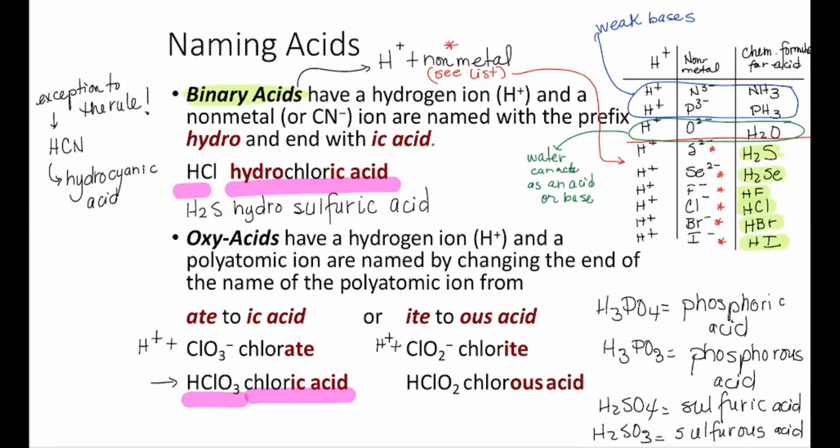Because the rule really doesn't follow through. Like if you think, oh, sulfate, I remove the ATE and I put ic acid. It's not sulfic acid, it's actually sulfuric. That's because the stem for phosphorus and sulfur is different from the other nonmetals. It's just one of those things that comes with practice and getting familiarized. Any other questions with nomenclature of acids and bases?